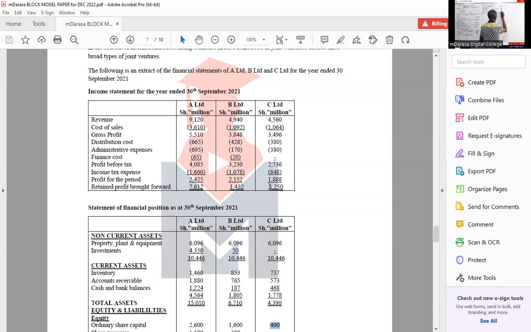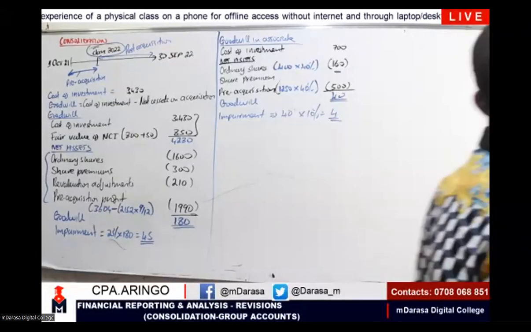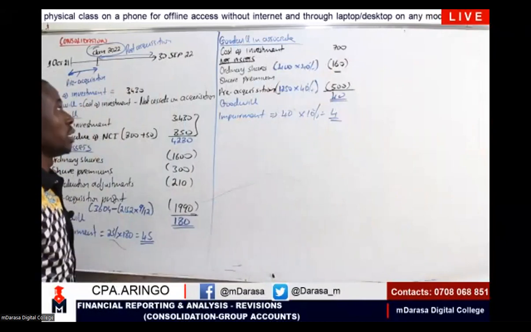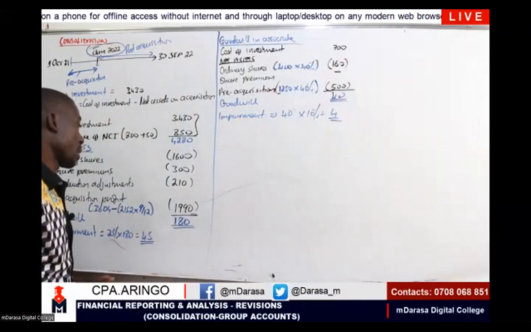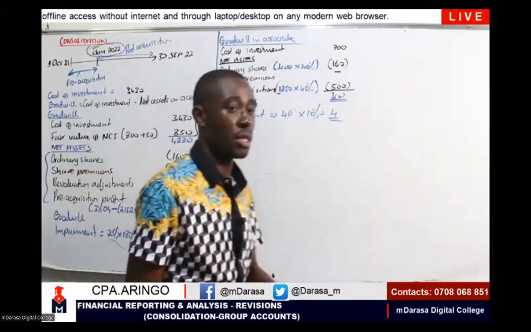So having a 500, we can clearly say that my goodwill in associate, we should be talking of 700 minus 160 minus 500. That I can clearly see is 40. This is the goodwill in associate. So once we have that, my good students, what would be our impairment? Impairment, I should be talking of 40 times 10%, what I was given there, to give us 4. So already I've computed our goodwill in associate, plus the impairment, both impairment in associate and impairment in subsidiary.